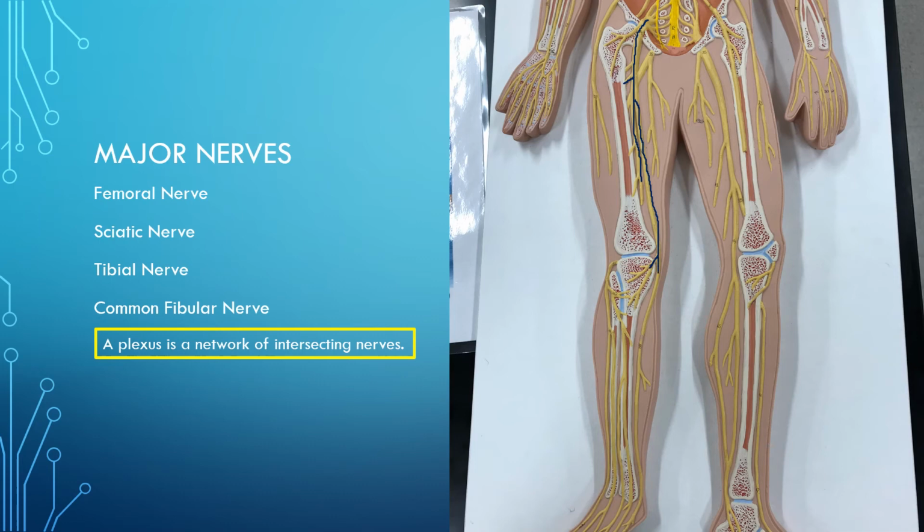Although it transmits sensory and motor information, the primary function of the femoral nerve is to control the muscles that allow us to extend our knee and flex our hip. Sometimes this nerve is anesthetized during surgery in the lower leg for people who can't receive general anesthetics.